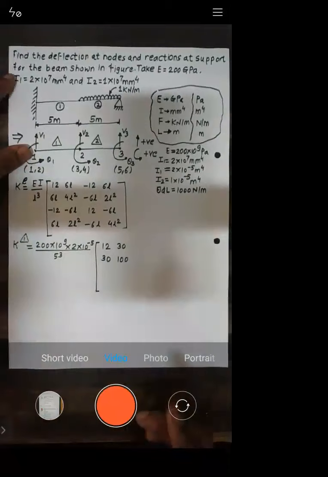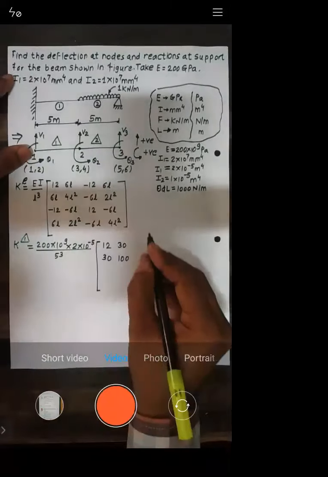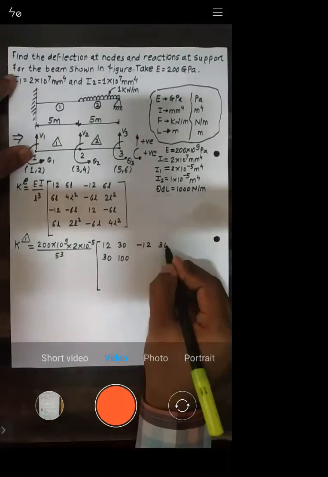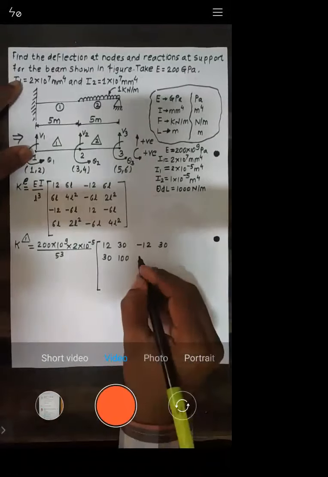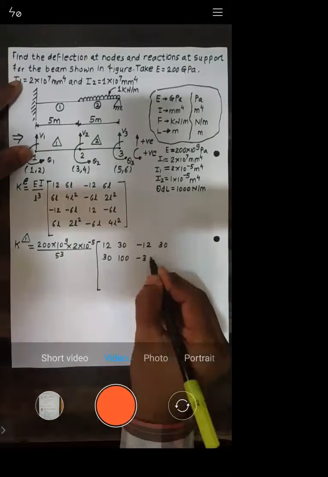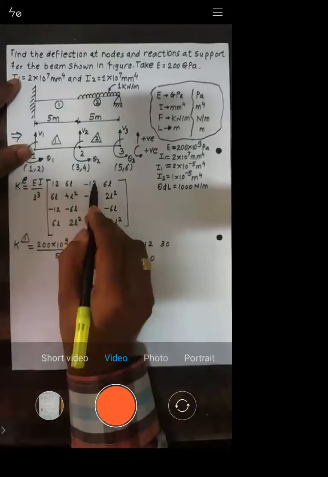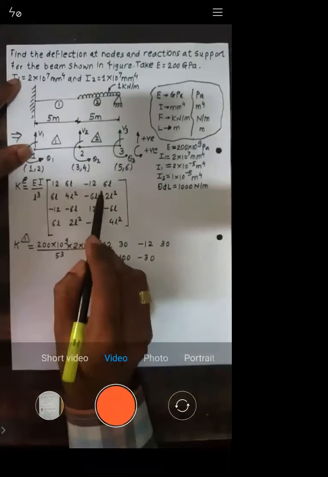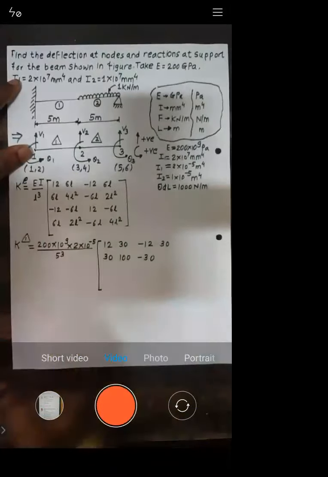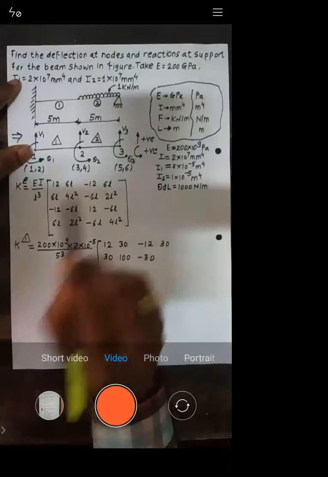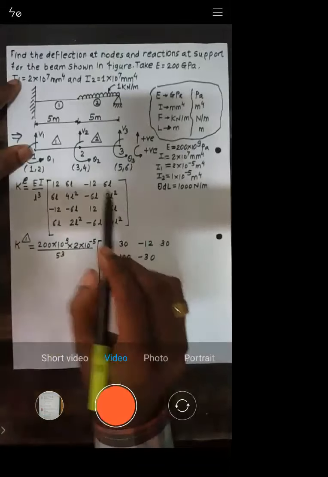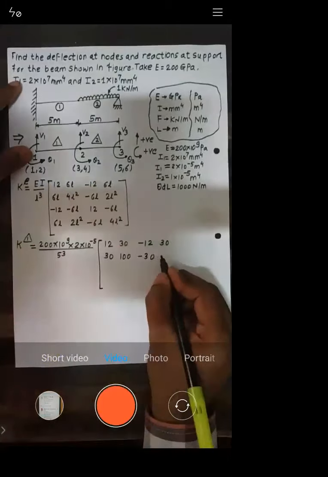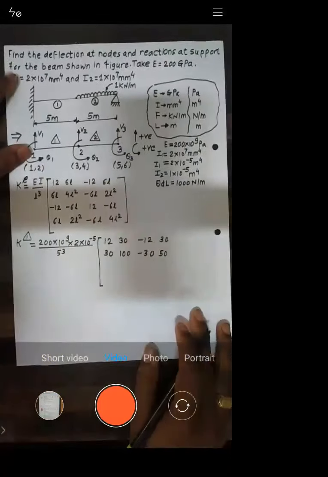Now I will write down this term, this is minus 12, 30. You can see here the same term is there, here only with the minus sign, so I'm copying. Minus 12, minus 30. Now here you require 2L square, so L square means 5 square. 5 square is 25, into 2 is 50. So that I will write down.